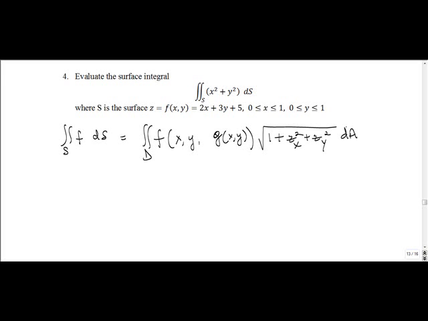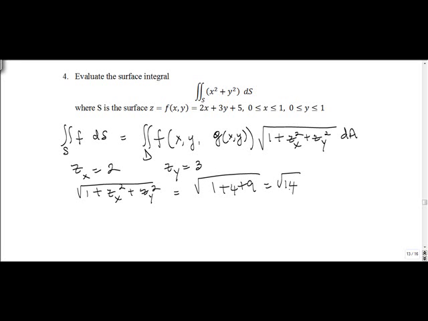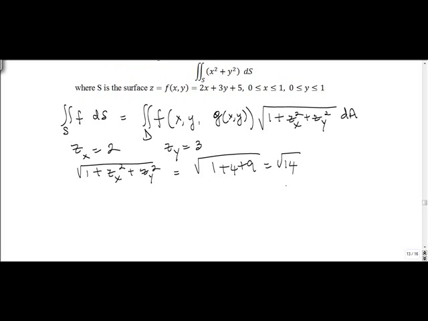Let's do it. Partial z with respect to x is 2. Partial z with respect to y is 3. So this square root thing ends up being what? Square root 14. Very good. As I said, the integrand has no z in there, so you can go right into integrating it. You have no replacement of z to do. So that's x squared plus y squared, and I would put that square root 14 outside. And dx dy, it doesn't matter which one, 0 to 1, 0 to 1.